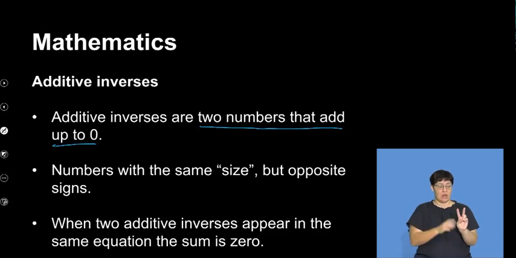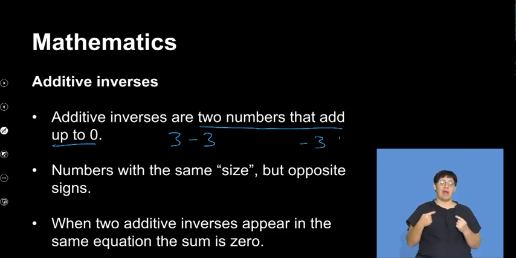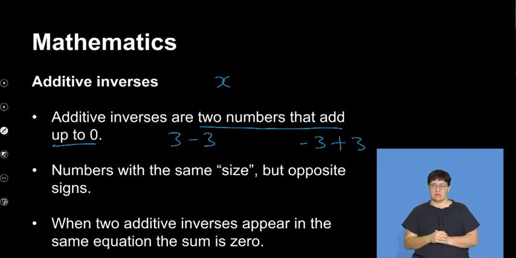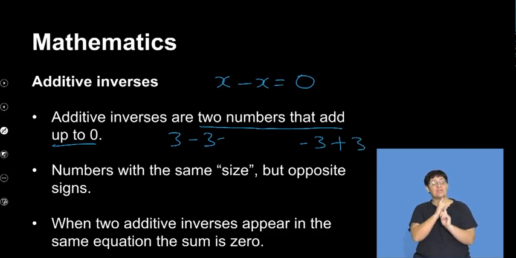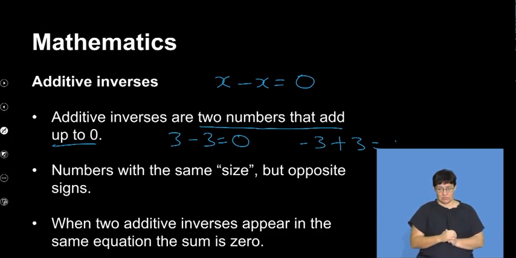up to 0. So if I want an additive inverse of 3, it means that is minus 3. If I want an additive inverse of minus 3, that is plus 3. I want an additive inverse of x, that is minus x, because I must always get 0 as my final answer, right? That's what adds up to 0 means.